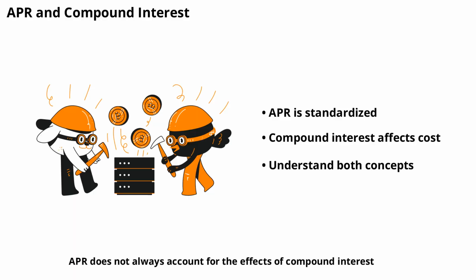APR does not always account for the effects of compound interest, especially with credit cards. While APR gives you a standardized rate, the way interest is actually charged daily, monthly, or otherwise can affect the total amount you pay. It's important to understand both APR and how interest compounds on your loan or credit card.